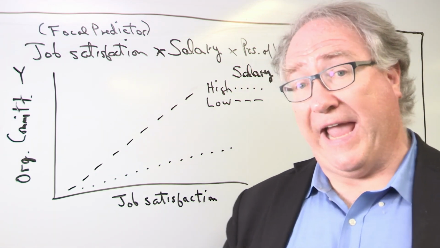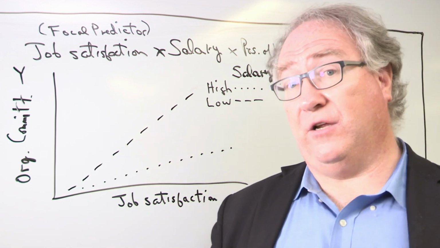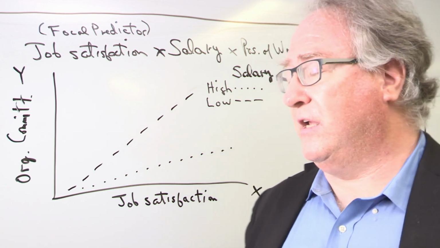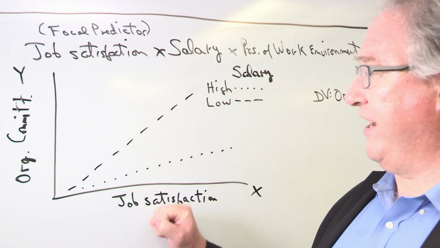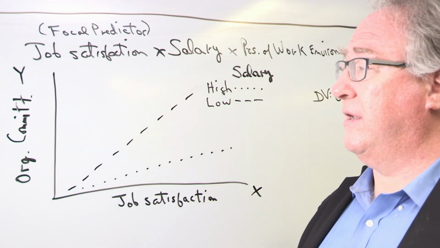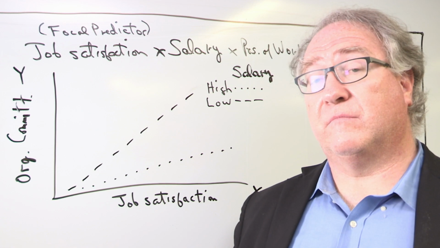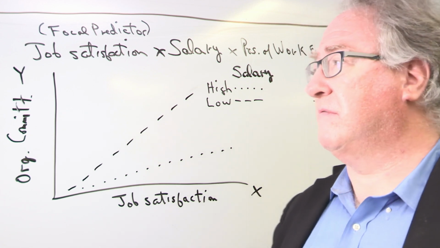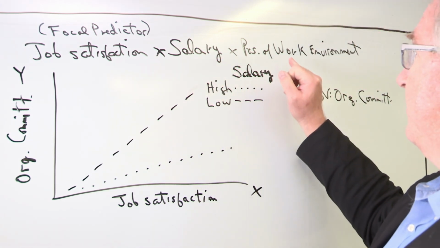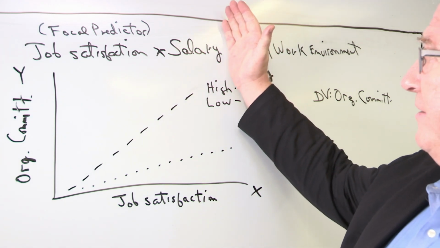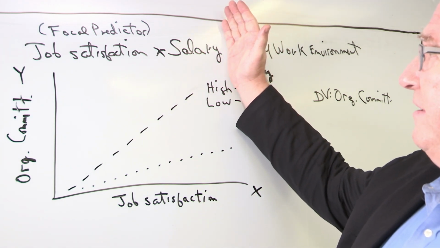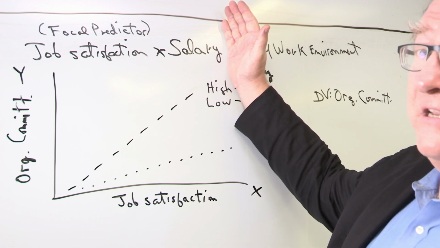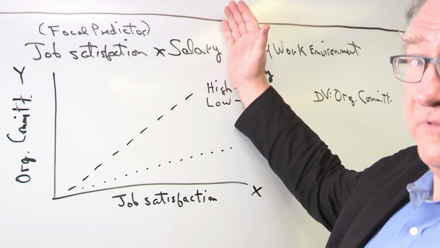We want to see if there's added complexity. So we're doing an inquiry into complexity here. We want to see if there's added complexity to understanding the effect of job satisfaction on organizational commitment, not as one effect across people generally, but whether that effect depends on our moderators. When we were talking about the two-way interaction, we were talking about whether the effect of job satisfaction on organizational commitment depended on employee salary, in this case, high or low.